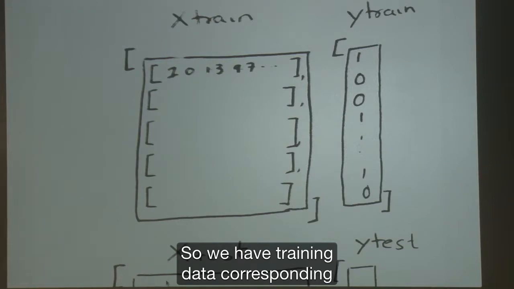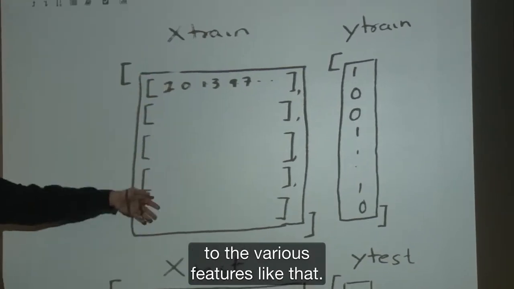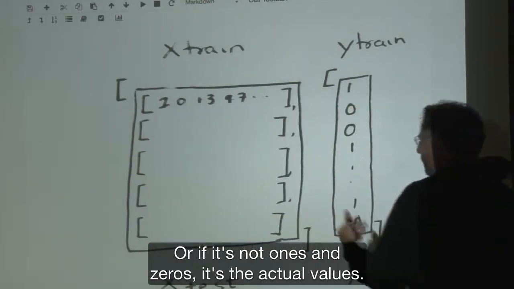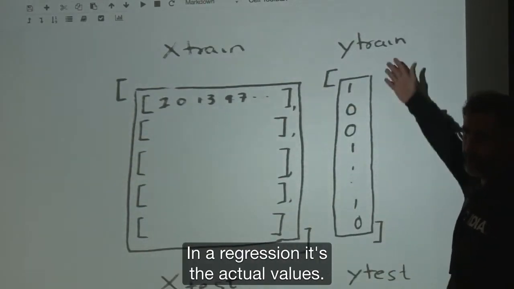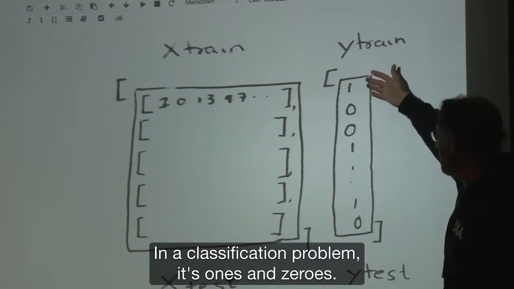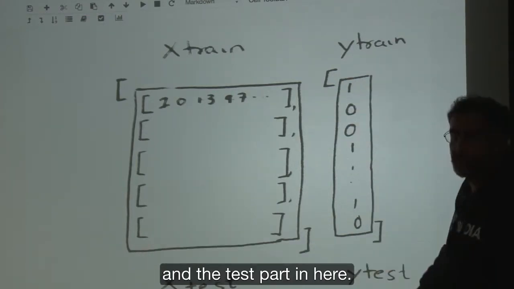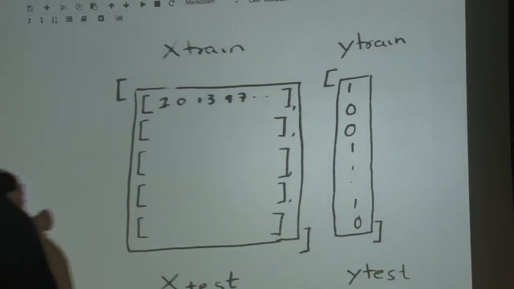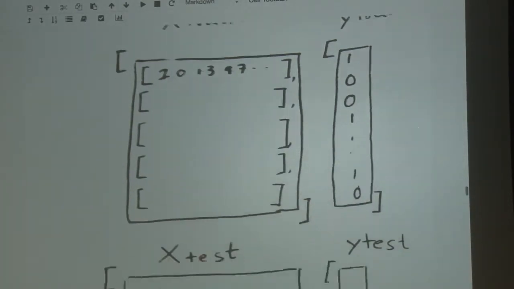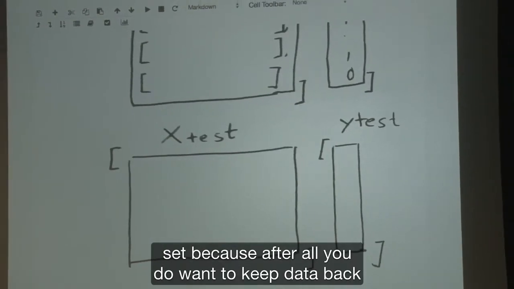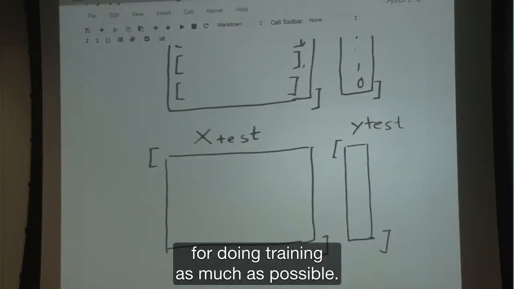So we have training data corresponding to the various features like that, and then we have 1s and 0s as our response, or if it's not 1s and 0s, it's the actual values. In a regression, it's the actual values. In a classification problem, it's 1s and 0s. And we have a similar structure for the training part and the test part in here. Usually the test set is smaller than the training set because, after all, you do want to keep data back for doing training as much as possible.